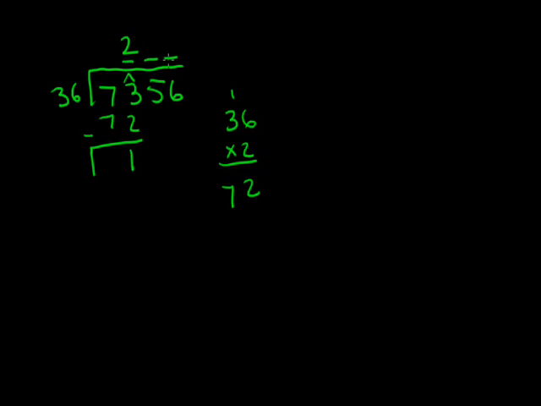I have a 1 here. Now I'm going to bring down the 5. Whenever you bring something down in division, you must divide into it. So remember that. So since I brought down this 5, we must divide into 15. We must divide 36 into 15. But you might be thinking, but we can't. 36 doesn't go into 15.